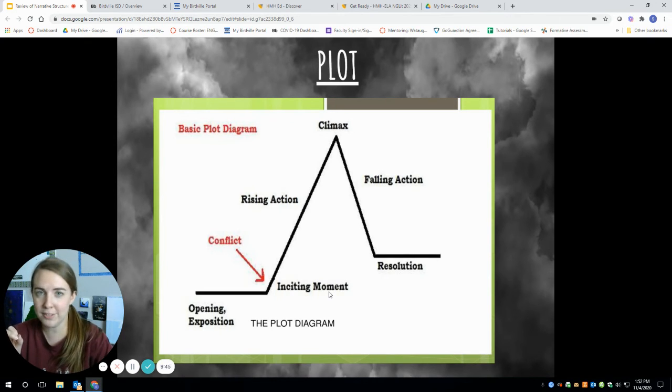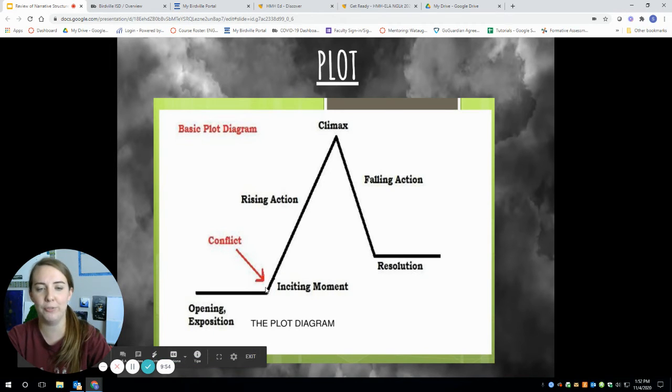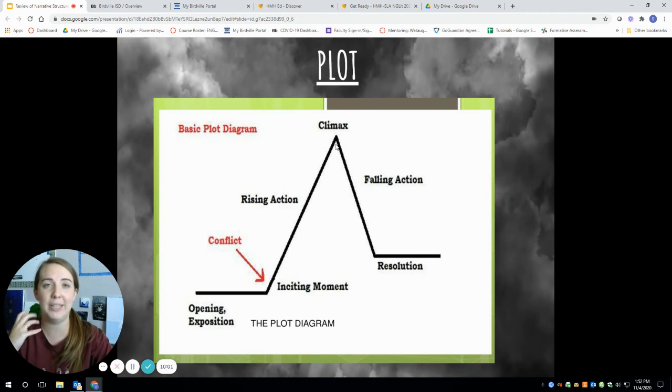In most books, the conflict is introduced by about page 15. If you're watching a movie, it's introduced within the first 15 minutes. Kind of cool. After you have the conflict revealed in the inciting moment, you're going to have this rising action. Then all that rising action is building suspense and building tension.